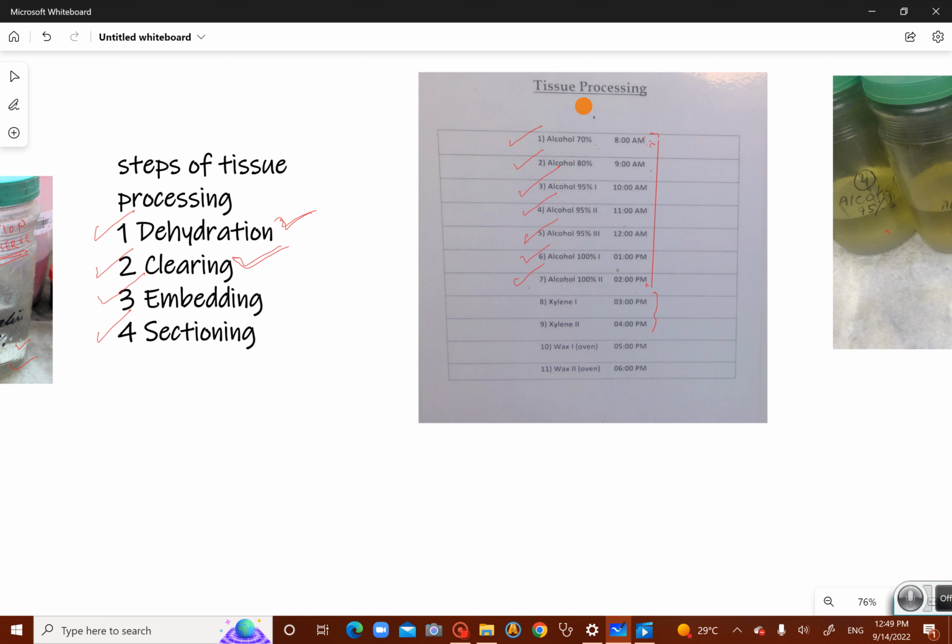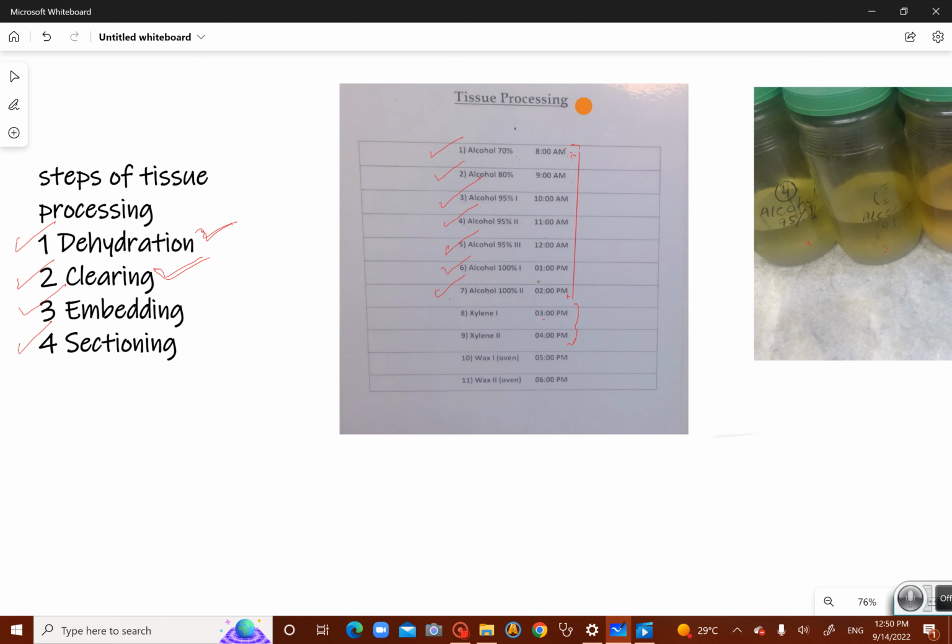This is the process of clearing. Xylene, you keep for 1 hour and for 2 hours in xylene. So after dehydration, you want to remove alcohol from the cell. The xylene will replace the alcohol now.